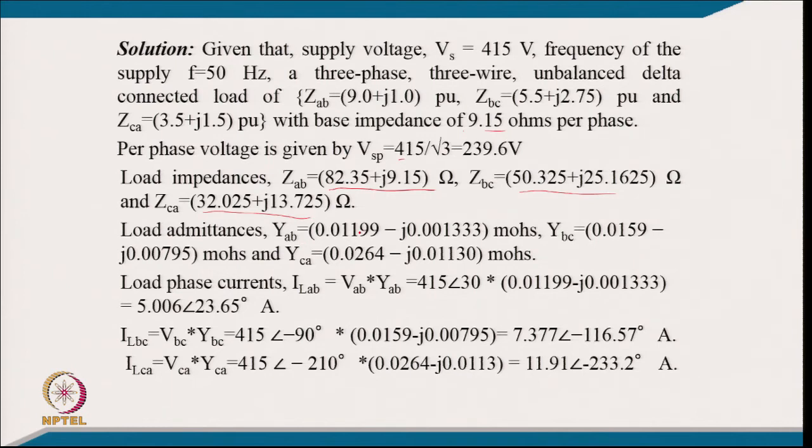And the load admittance is YAB, which is 1 upon ZAB. So, we get the typical value, and we can call it the load phase current, that is the line voltage multiplied by the admittance of the load. So, that is the line voltage 415, because that is the line voltage, and that is the admittance of the load. So, it comes 5.006 at the angle of 23.6, and similarly for load lines BC and CA we can find out the admittance, and it comes 7.337 at the angle of minus 116.57 degree, and similarly for line CA it comes 11.191 at the angle of minus 233.2 degree ampere.